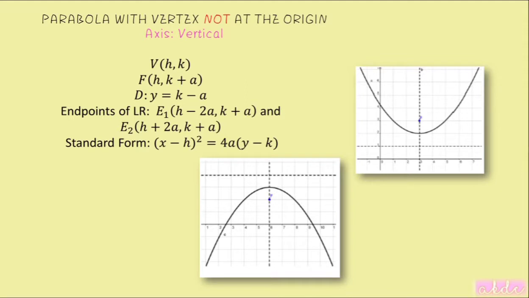Now, if our parabola is not at the origin and the axis is at vertical, this is the pattern that we are going to use. Again, the vertex is at (h, k), focus is at (h, k plus a), directrix is at y equals k minus a, endpoints of latus rectum are at: endpoint 1 is at (h minus 2a, k plus a), and endpoint 2 is at (h plus 2a, k plus a). And the standard form is given by x minus h squared equals 4a times y minus k.